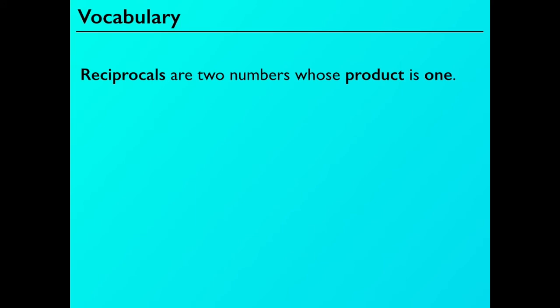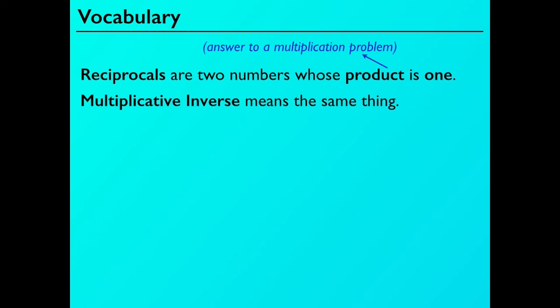So this brings us to our vocabulary term. Reciprocals are two numbers whose product is 1. And remember that product is just the answer to a multiplication problem. So the multiplicative inverse means exactly the same thing. So find the reciprocal of each number.